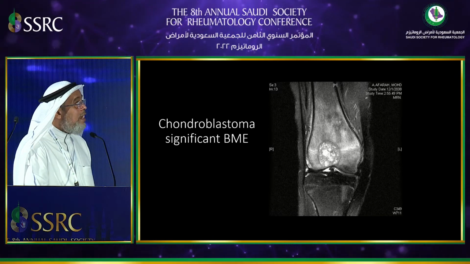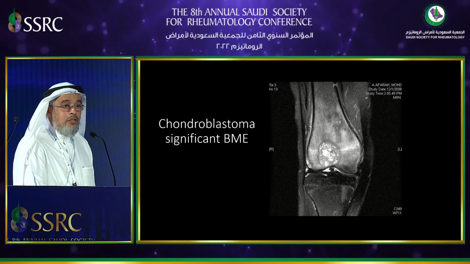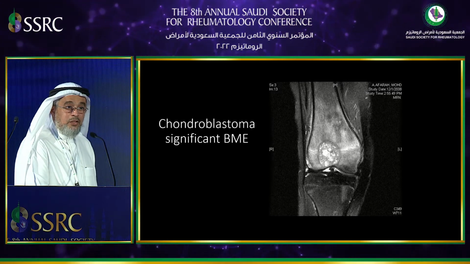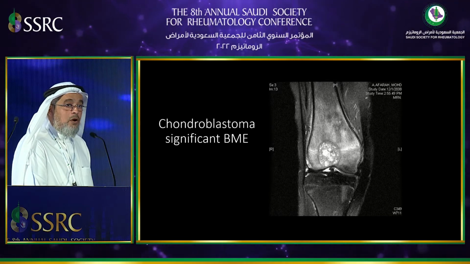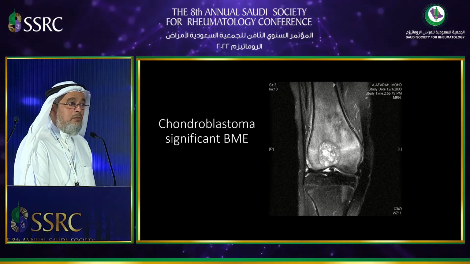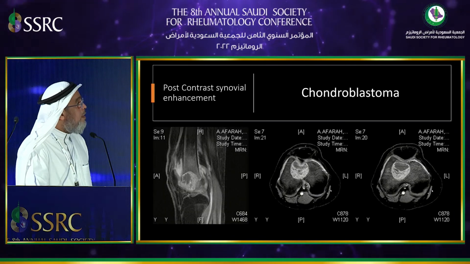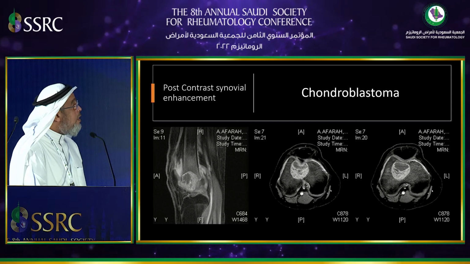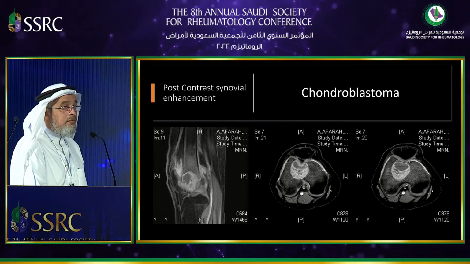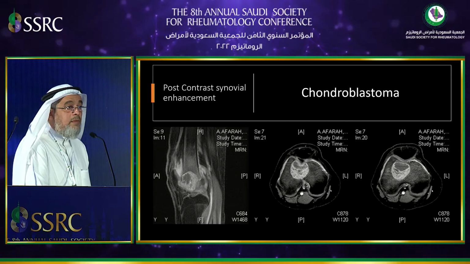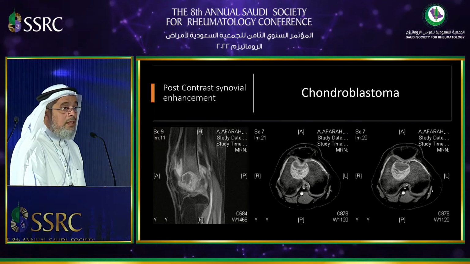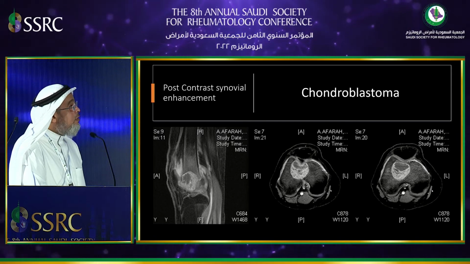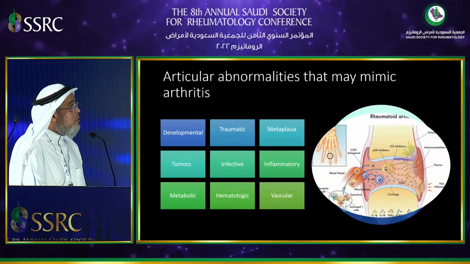Osteoid osteoma doesn't grow as much as this size. Osteoid osteoma maximum diameter is 1.5 centimeters. So this one is a huge subchondral epiphyseal lesion with edema. This is the post-contrast enhancement, and you can see a secondary reactive synovitis with this mass lesion. So this is definitely a tumor case, chondroblastoma, which needs to be further treated using surgical techniques.